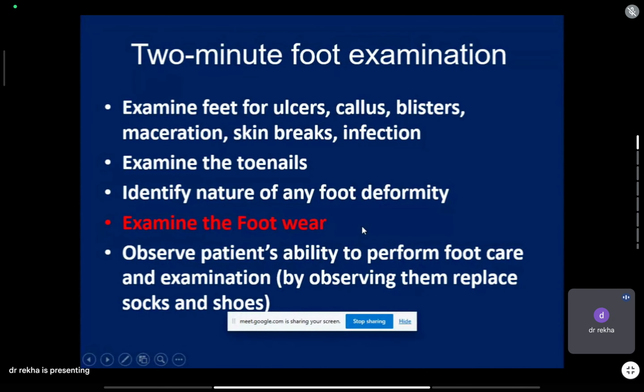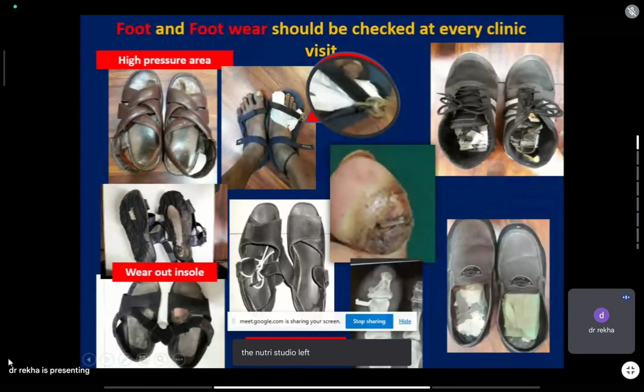As I told you, we come across very, very bad footwear. So we repeatedly ask the patient, please change your footwear. And if I show you, you can see these patients are coming with this type of footwear. You can see there is a high pressure area at the great toe. You can see the patient is coming with this type of footwear. It is tied with a rope. You can see in this, there is no inner sole practically.